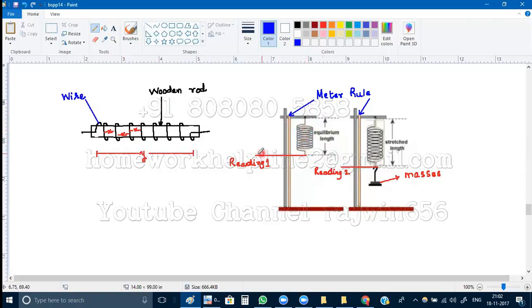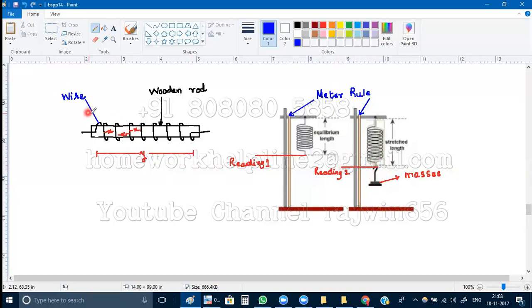Once the spring is made, we are going to take the reading without any mass suspended or hanged. After that, depending upon the thickness of the wire, every 10 grams, we are going to take the readings. This is going to be reading 1 without any mass. After we put the mass, say 10 grams, 20 grams, 30 grams and so on, we are going to take the readings, and then of course we are going to find the extension.